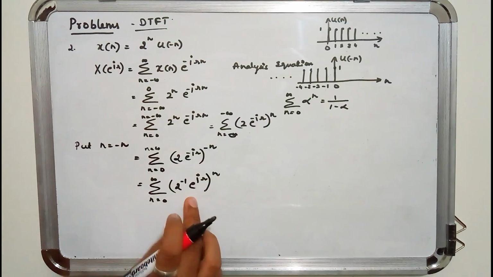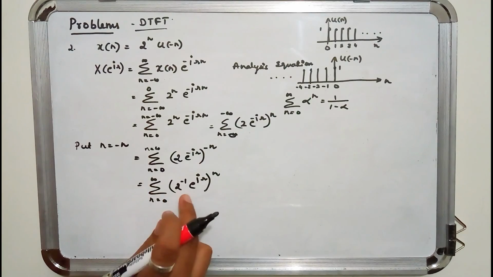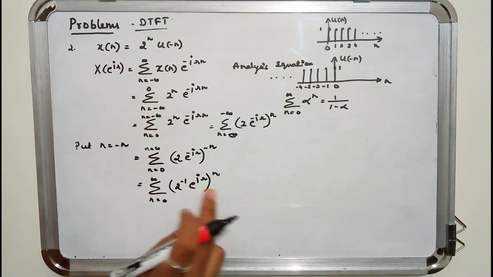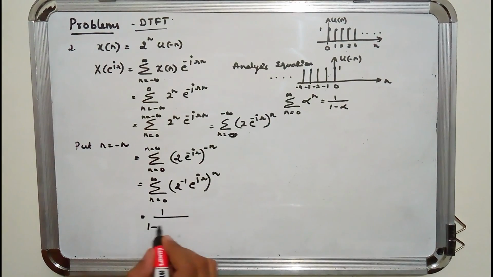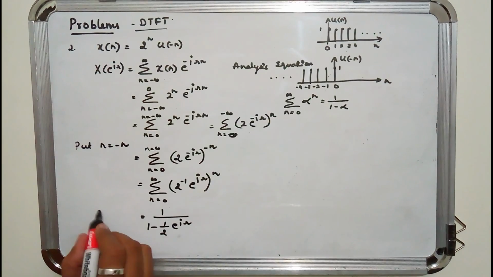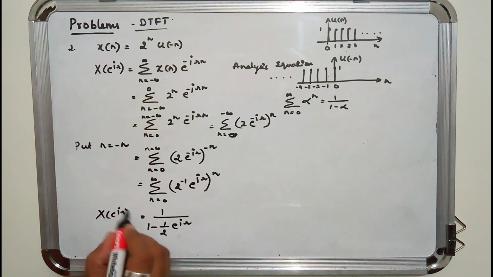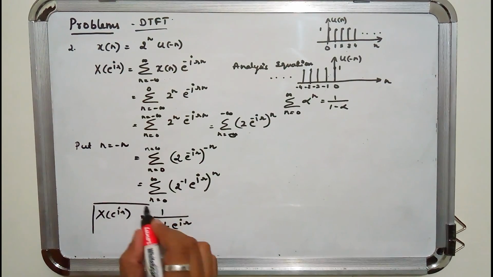Now what is this summation? n is equal to 0 to infinity alpha power n, which is 1 by 1 minus alpha. So this will be 1 by 1 minus 2 inverse. 2 inverse is what? Half into e power j omega. So this is the DTFT of 2 power n u of minus n.